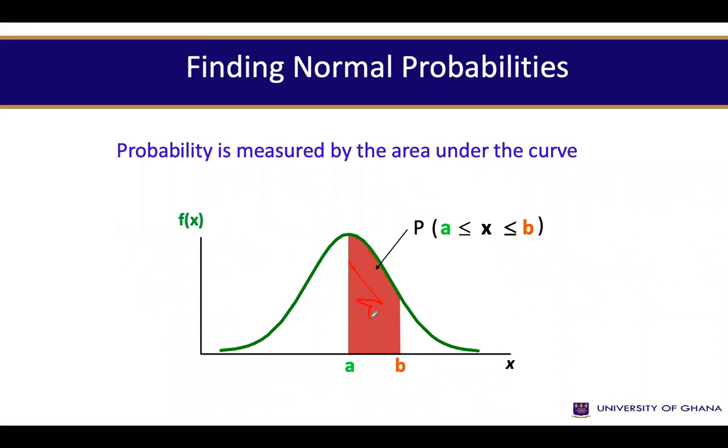So if I want to find the probability that a variable ranges between two values and is normally distributed, then you are just going to find the area under the curve between the two limits. If I want to find the probability that x lies between A and B, then I'm just finding the area under the curve with the limits A and B being the lower and the upper limits respectively.